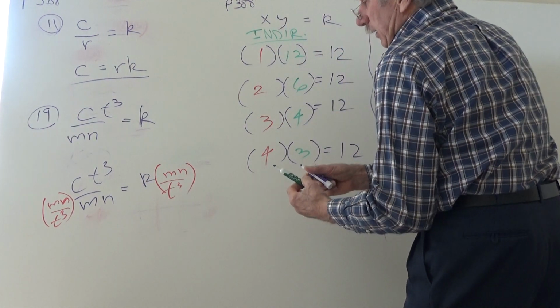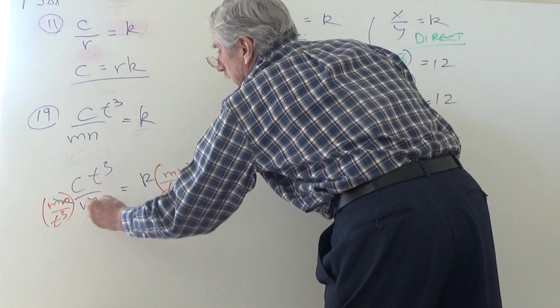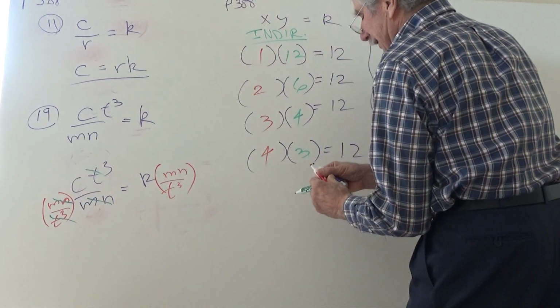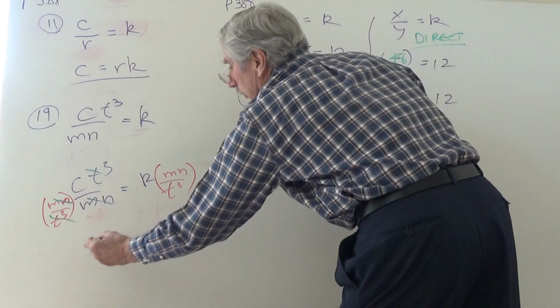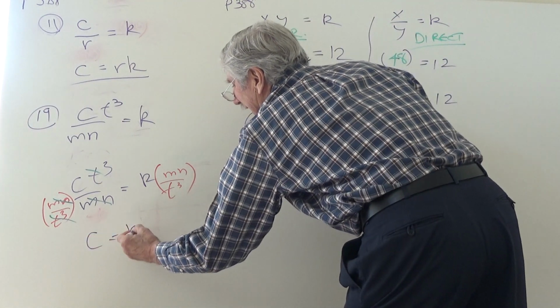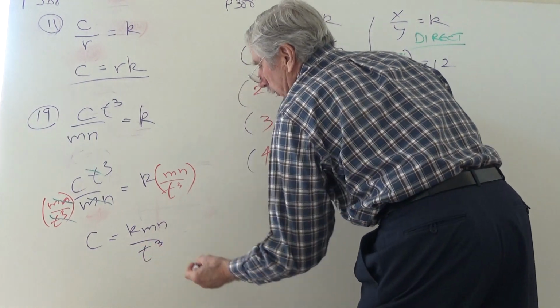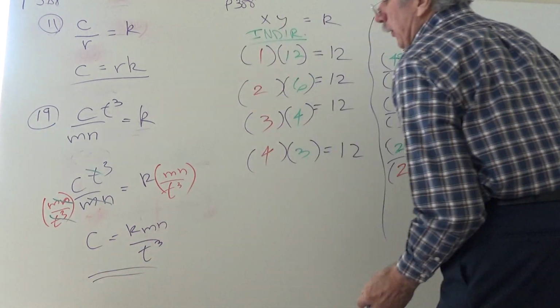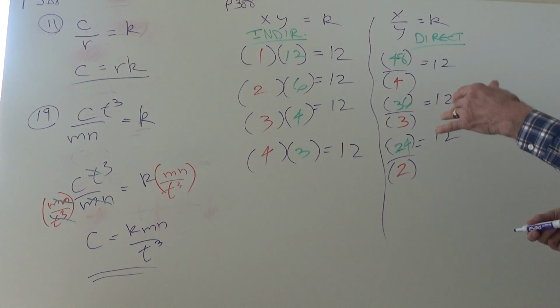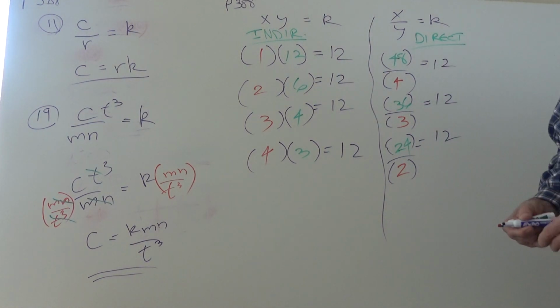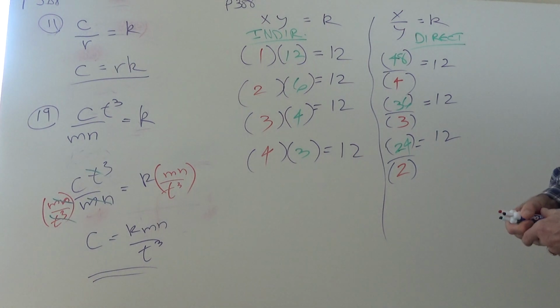On the left side, the mn's will be eliminated, and so will the t cubes. We're left with c. On the right side, we have an answer for us. That's equal to k mn all over t cubed. There's an option of how you want to represent that, whether you want to put k first and alphabetically with the letters, or any other way. It doesn't make any difference. Should be a good answer for us there for number 19.